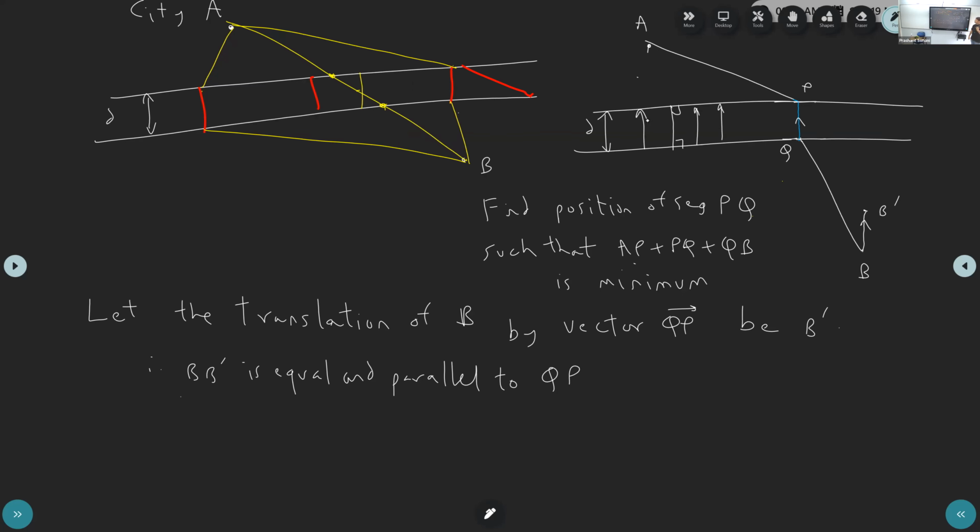Okay. So strictly speaking, I should not even say QP because the problem is P itself is a variable point. Maybe, to be absolutely clear, I should take a separate vector on the side, call that Q0P0, right? And I should refer to that. So that has nothing to do with the path which we want to modify. But that is a small technicality just for clarity. But the main point is that this BB dash is parallel and equal to PQ. So what? How does that help us to solve the problem?